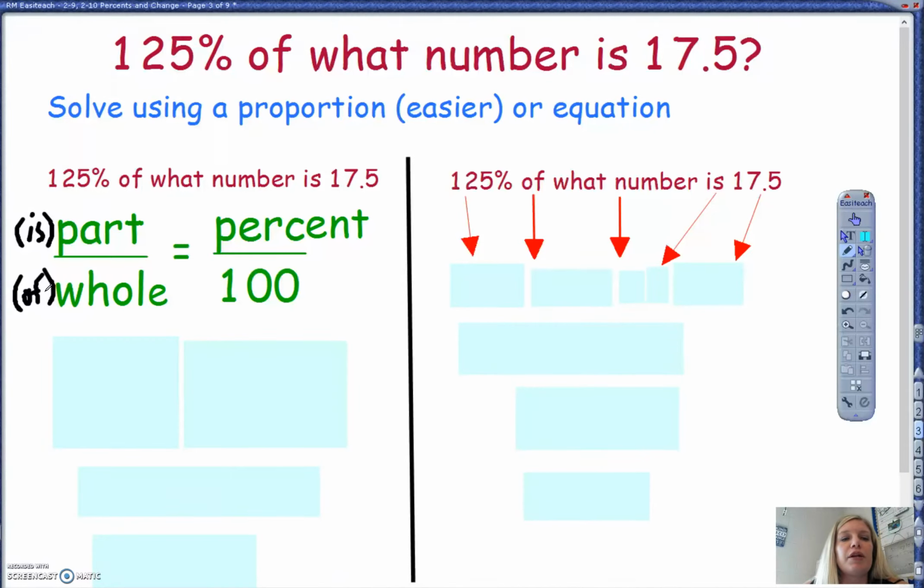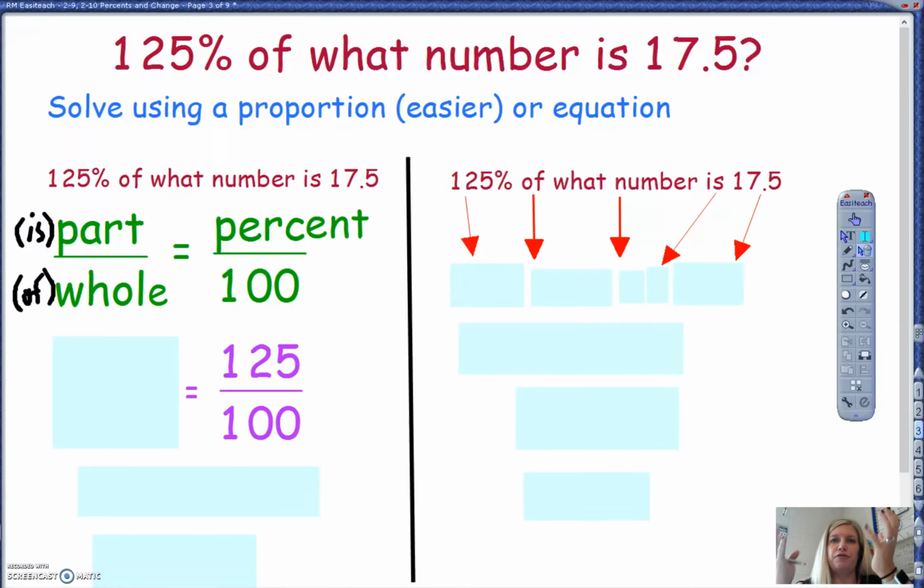We have 125%. So there's your percent. That's what's going to go over 100. Now we have to figure out where the 17.5 goes. We're talking about 125% of something is 17.5. So the is 17.5, that's determining that that's your part. So there's our proportion. Now to solve a proportion, you do your cross products.